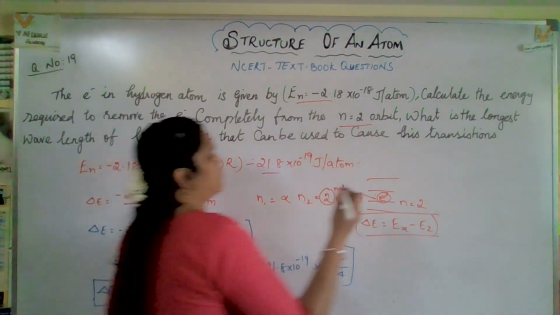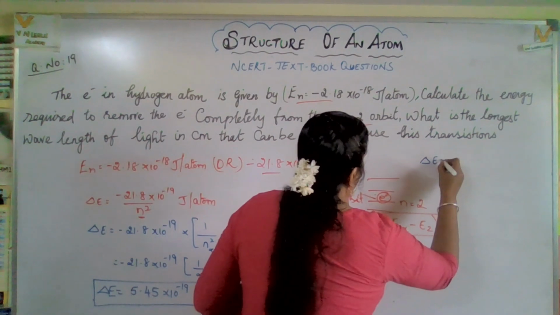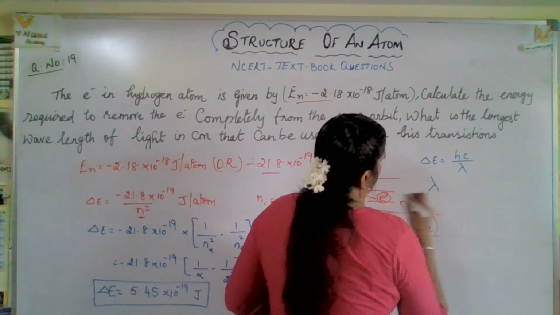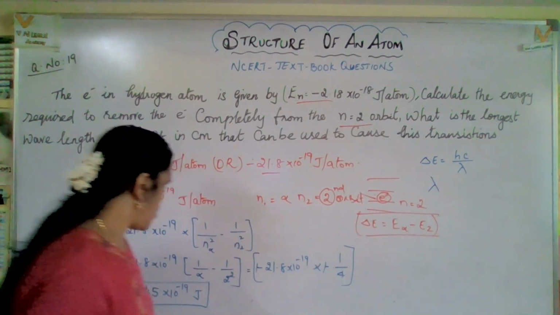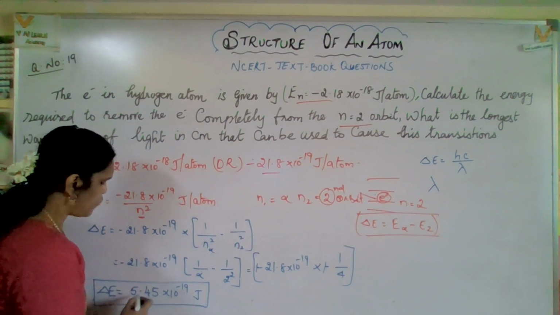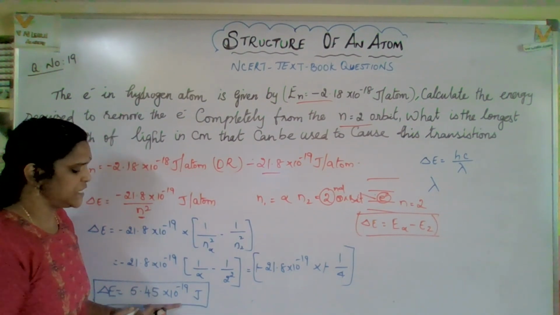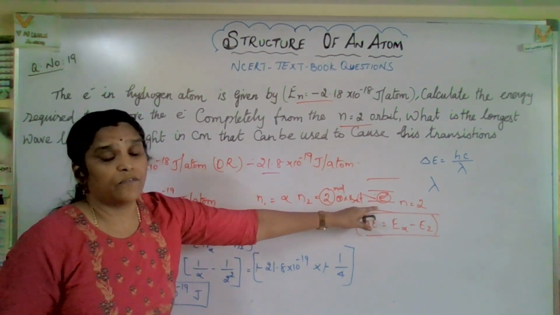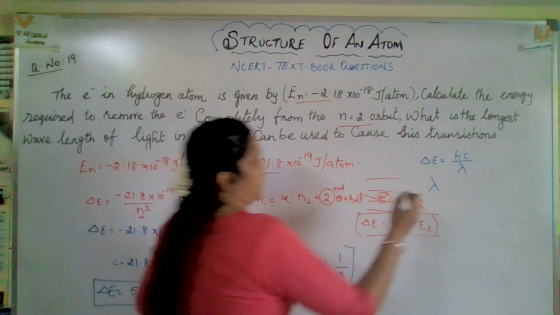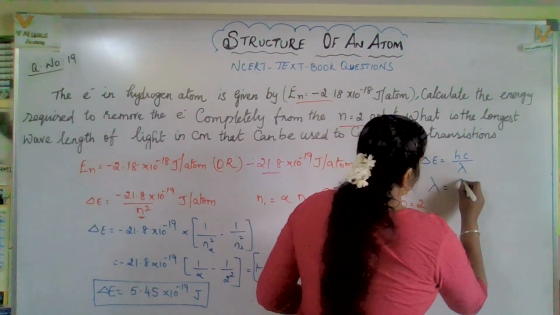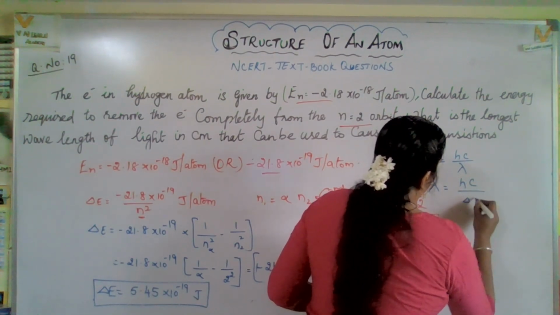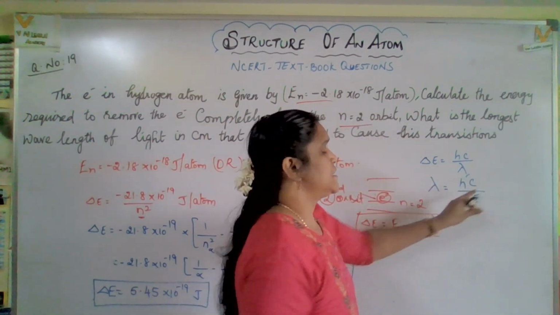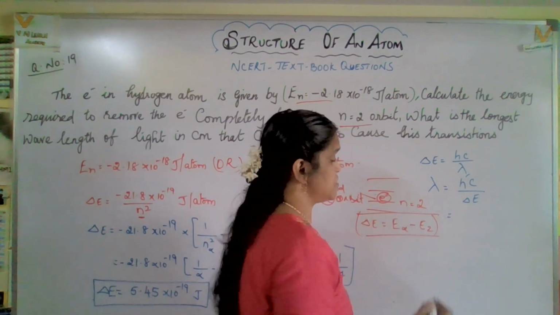So delta E equal to hc by lambda, you know very well. Lambda only we have to find out. Delta E, just now we got it: 5.45 into 10 to the power of minus 19 joule. That much energy is required to remove the electron from the second orbit. Now lambda is equal to hc by delta E. Let us apply the value. h is the Planck's constant, c is the velocity, and delta E we just found.